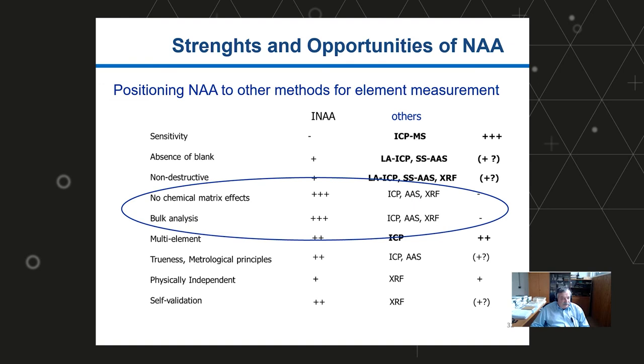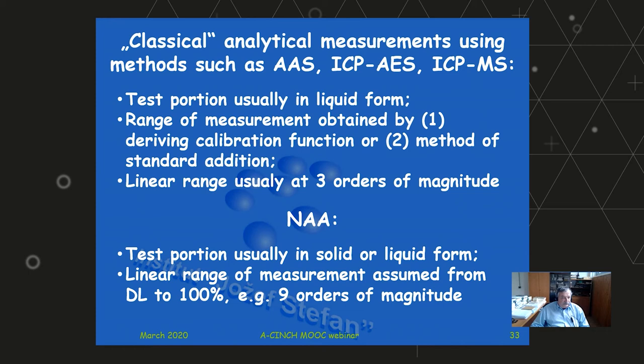So if we compare the classical analytical measurements with neutron activation analysis, for classical, we know that usually we have to use calibrations which are very limited in the range. So there are usually about three orders of magnitude only. So we have to construct a calibration curve or use the method of standard addition. While in neutron activation analysis, we can assume linearity from the detection limit to practically 100%, so over nine orders of magnitude. This is the setup which we are using in our reactor.